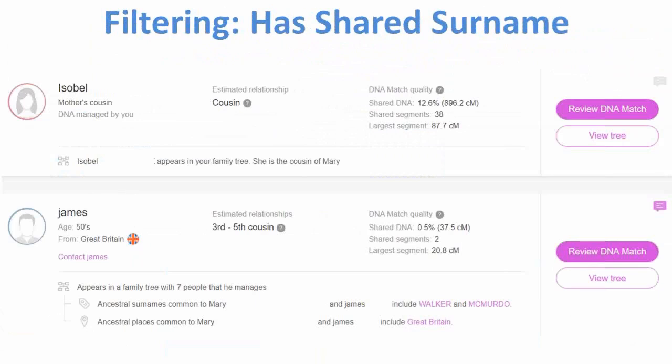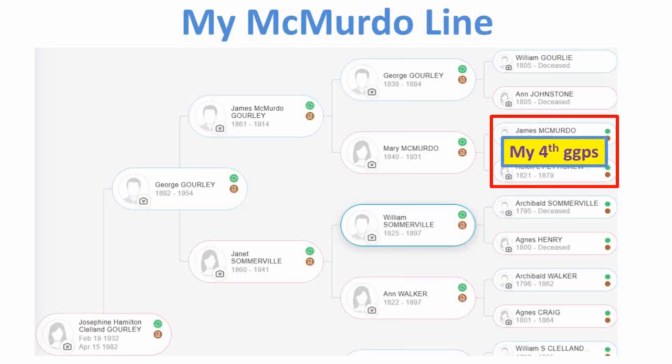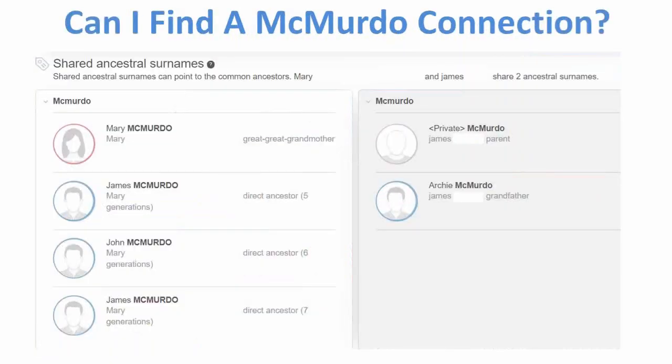Now filtering by has shared surname. So I start looking down the list with this filter on and I find this match James, who has a McMurdo in his ancestral surnames. And that piques my interest because it's quite an obscure surname. On my tree, we'll see that James McMurdo and Helen Pettigrew are my McMurdo line. My 4th great-grandparents, in fact.